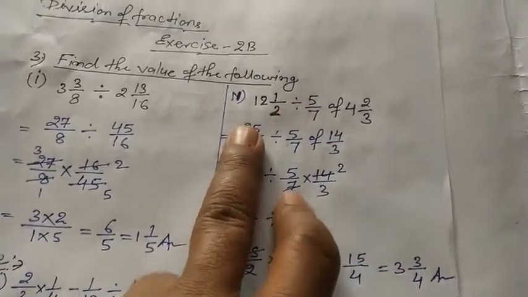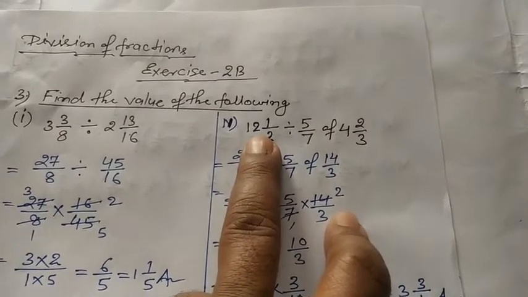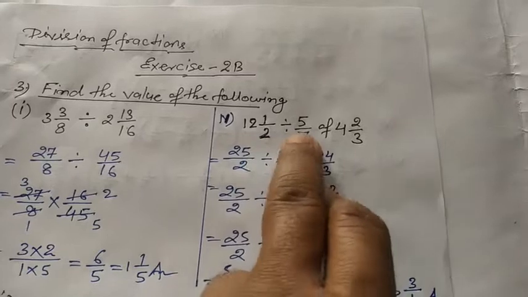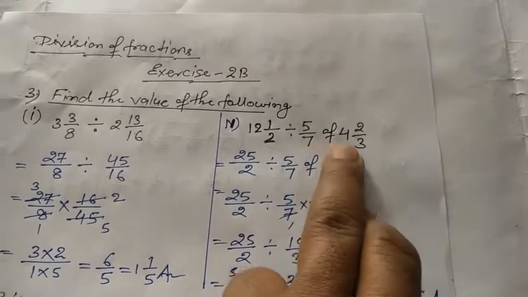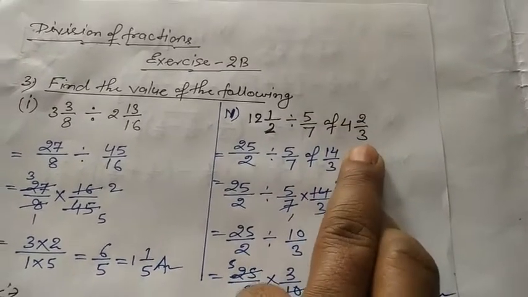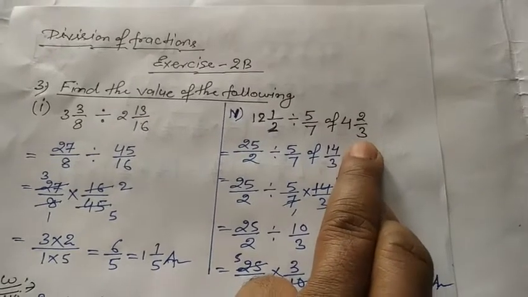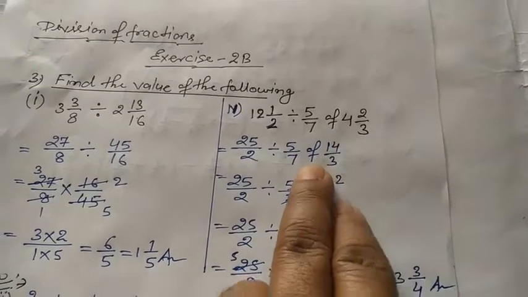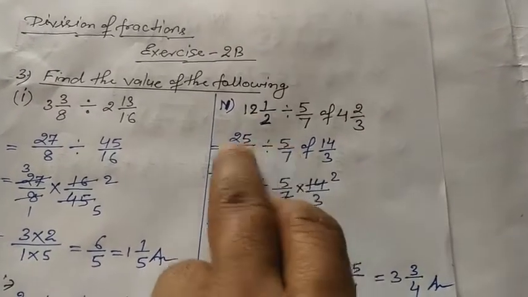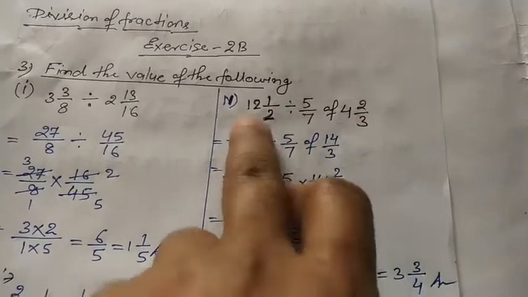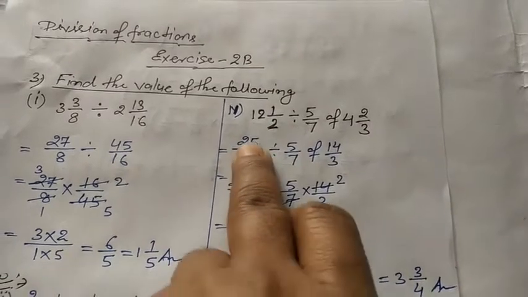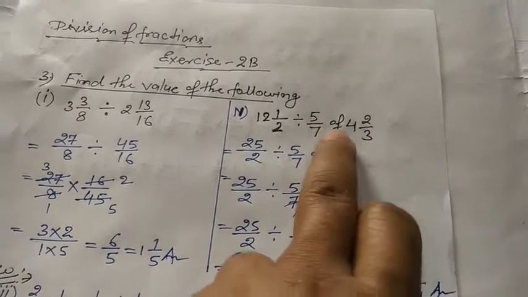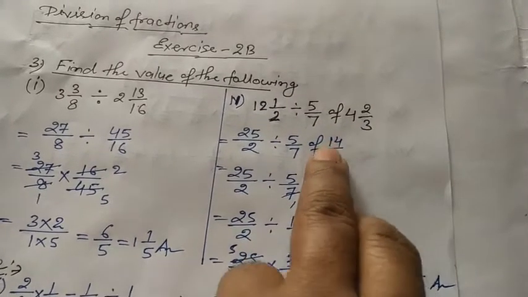Similarly, now we solve the next question, number 4 of this exercise: 12 whole 1 by 2 divided by 5 by 7 of 4 whole 2 by 3. According to the BODMAS rule, first we have to solve the bracket, but there is no bracket. So after that we have to solve the of. So change the fractions into improper fractions. When we simplify this, it gives 25 by 2 divided by 5 by 7 of 14 by 3.